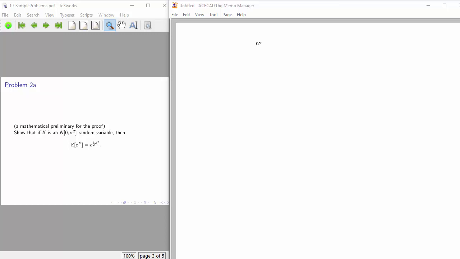Well, we start by writing down the density function for the normal distribution. And the density function is 1 over the square root of 2 pi. Because the variance is sigma squared, I have to put the sigma squared under the square root sign and write e to the minus x squared over 2 sigma squared. And using that density function, I can calculate the expectation of any function of the random variable. All I do is integrate the density function from minus infinity to infinity times the function in question, which is e to the x.